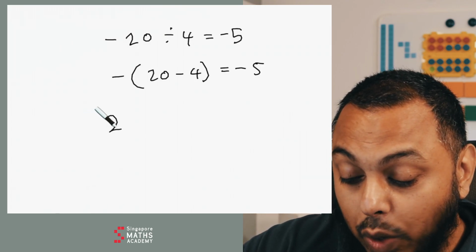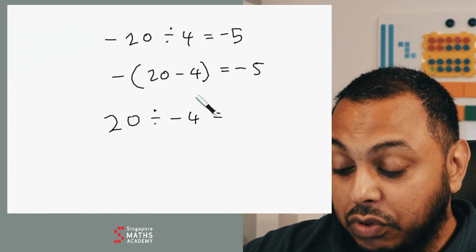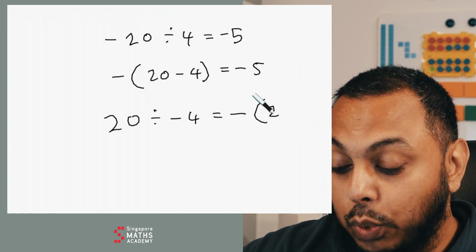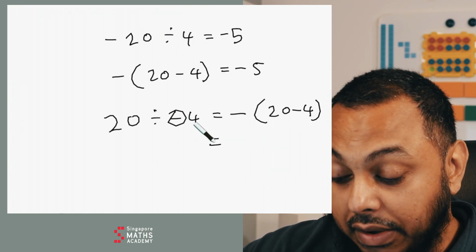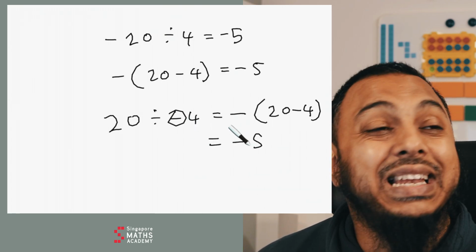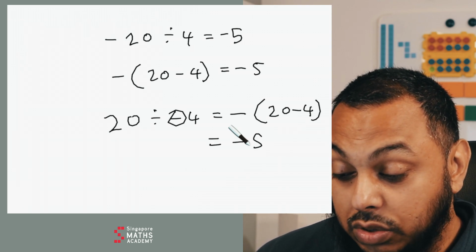Similarly, if it was 20 divided by -4, we're saying here that we're trying to find the negative of 20 divided by 4, because you've got the negative here. And so we know 20 divided by 4 is 5, and so this is going to be -5. That's how we can think of division with these two types of questions.